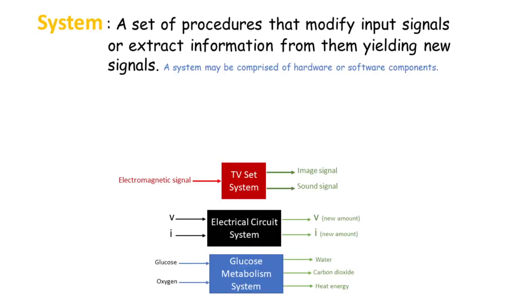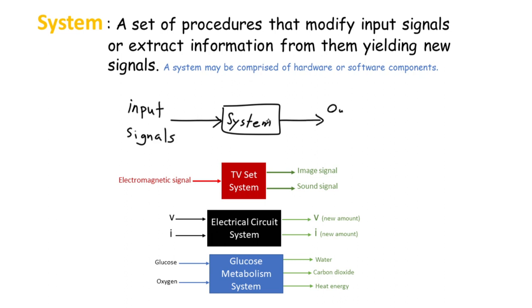Now, what is meant by system? System is a set of procedures that modify input signals or extract information from them, yielding new signals. A system may be comprised of hardware or software components. So, system is like a black box that takes input signals, operates on them, and produces output signals.